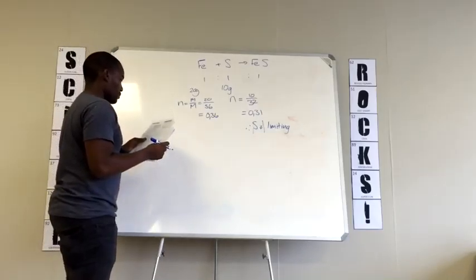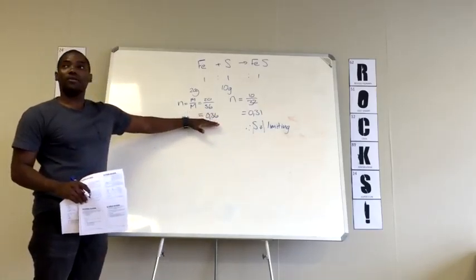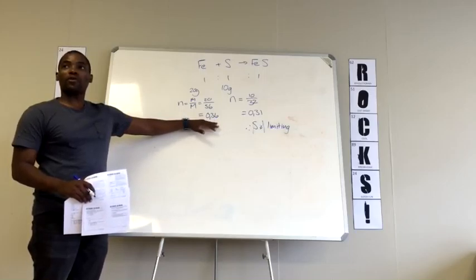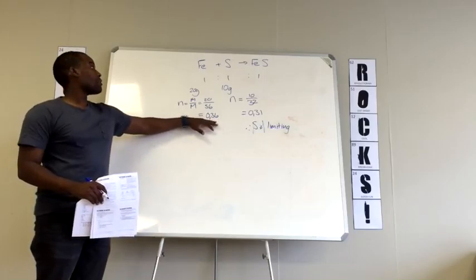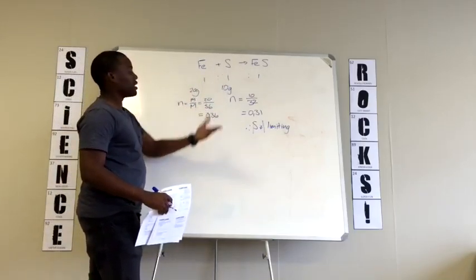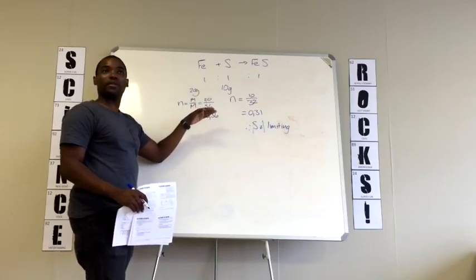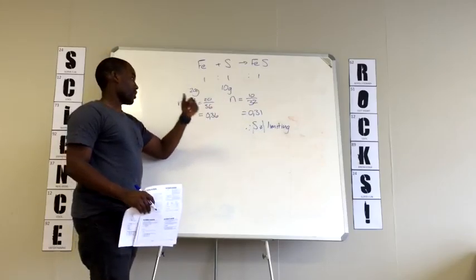If I were to react all of my iron, my whole 0.36 moles, how many moles of sulfur would I need? So I'm going to divide by 1 times 1. I would need 0.36 moles of sulfur for my reaction to go by completely. Okay, cool.